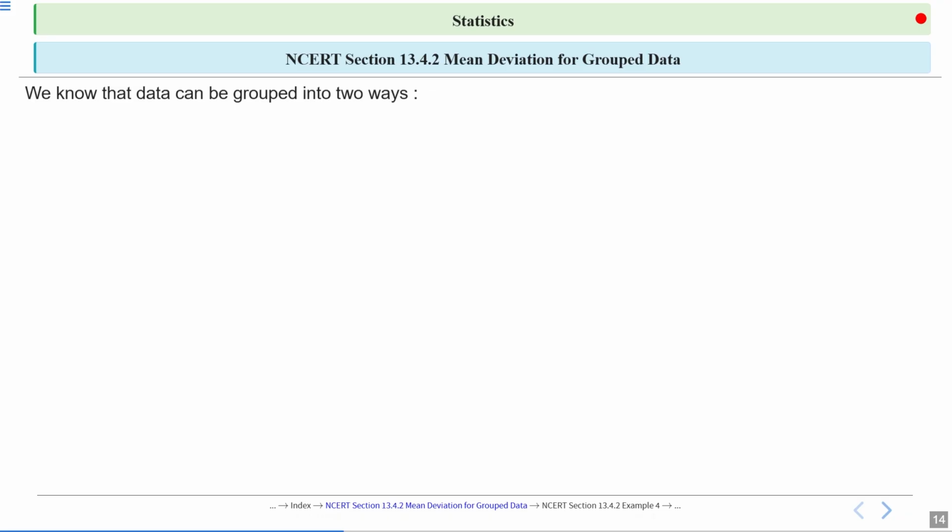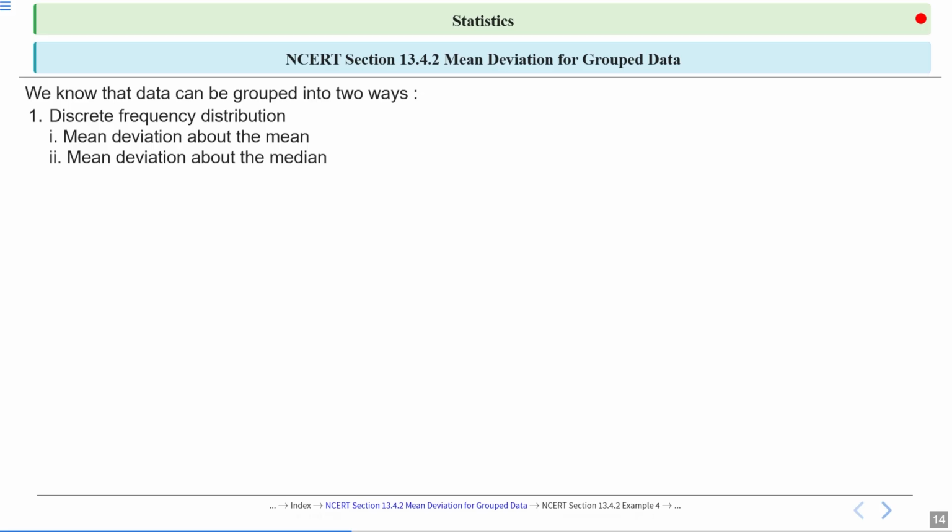Now we will discuss NCERT section 13.4.2, mean deviation for grouped data. So we know that data can be grouped in two ways. First, discrete frequency distribution. For discrete data, we can calculate mean deviation in two ways, about the mean and about the median.